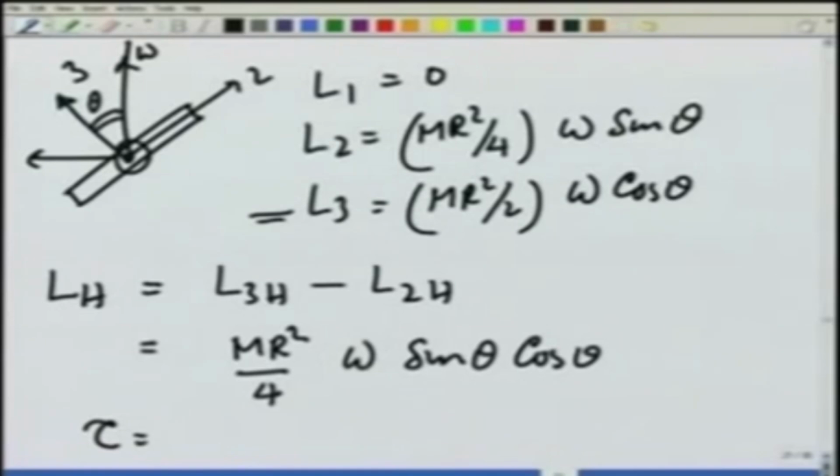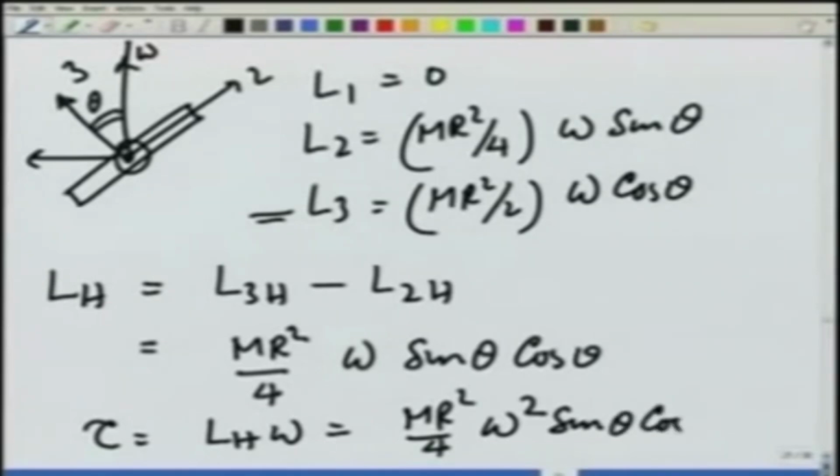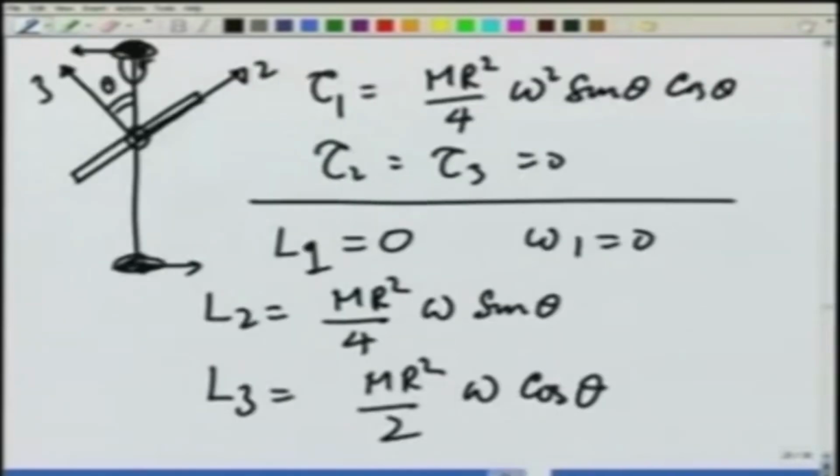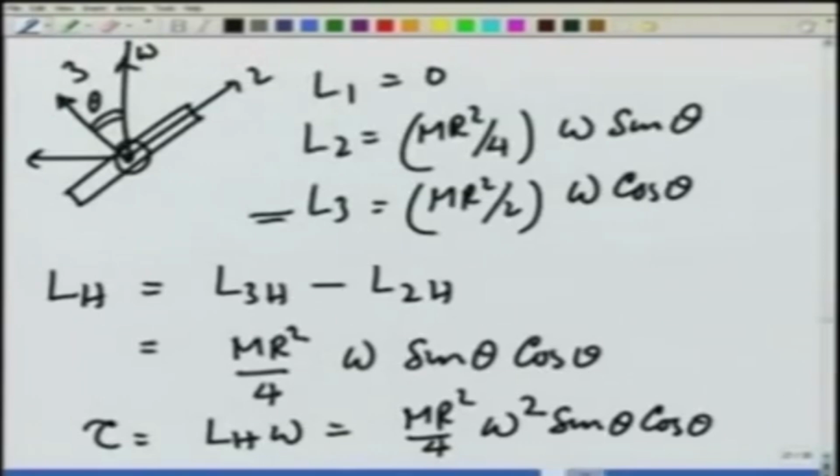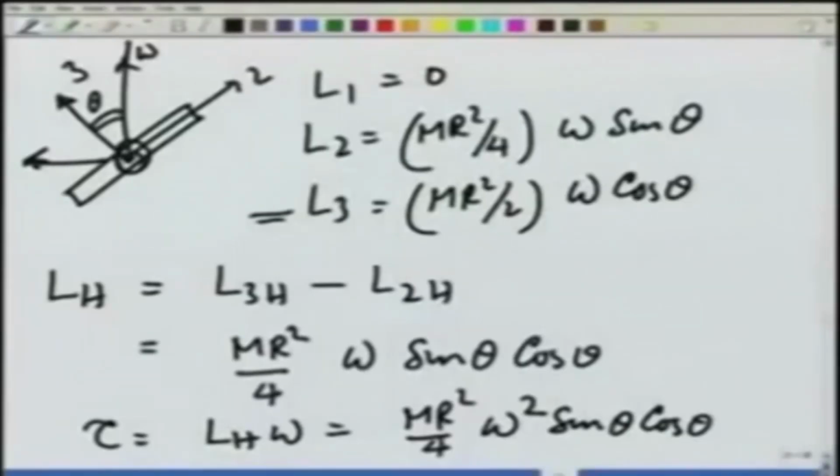Tau, that is the change in L, is going to be L horizontal times omega, which is going to be m r square over 4 omega square sin theta cosine theta, which is the same answer that we obtained earlier. Tau 1 equals m r square over 4 omega square sin theta cosine theta in direction 1, and here also we see that since this horizontal component is pointing towards the left, it will be coming out of the paper, of the screen, as the disc rotates, and therefore again it is in direction 1.